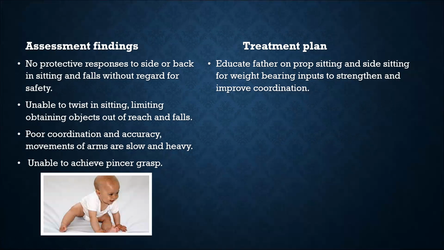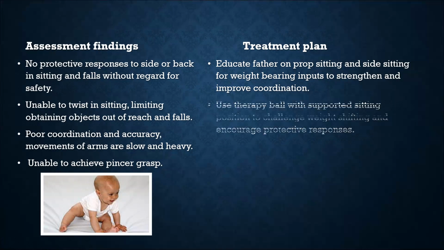Oh, and there's kind of a mixture of prop and side sitting. If the baby's right knee was put behind them and the left leg flexed a little bit more, that would be perfect side sitting posture. But that's almost like a transitional movement. Using a therapy ball with supported sitting position and then rolling the ball gently to challenge their weight shifting and encourage those protective responses.